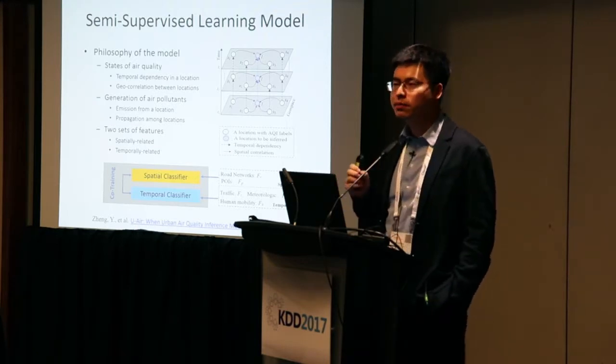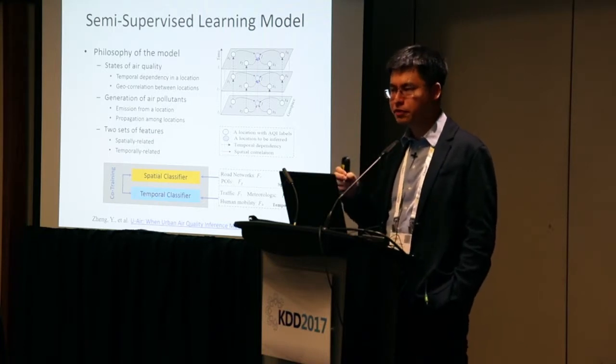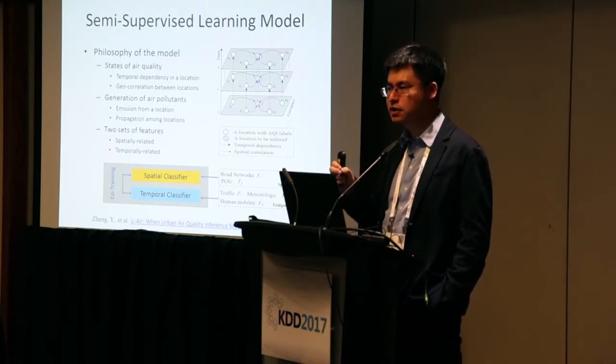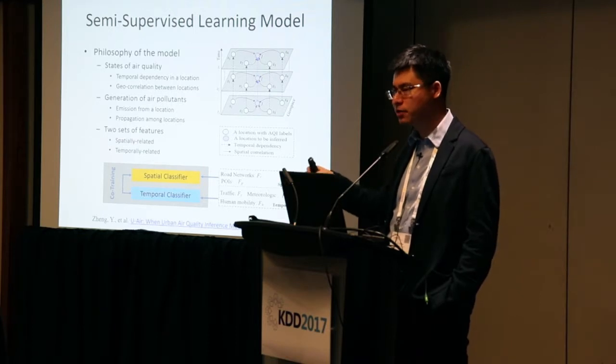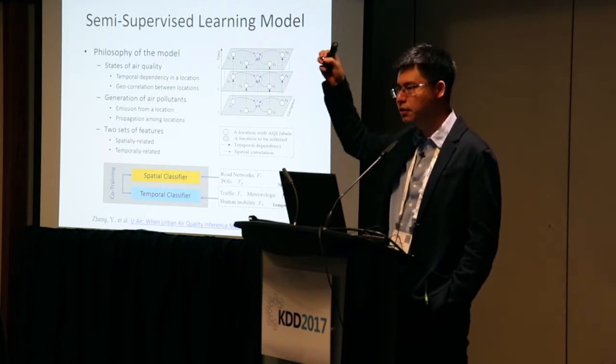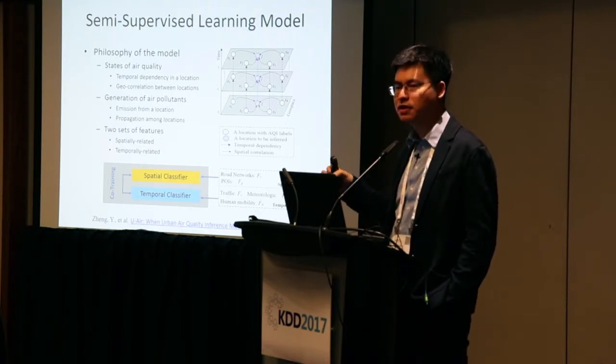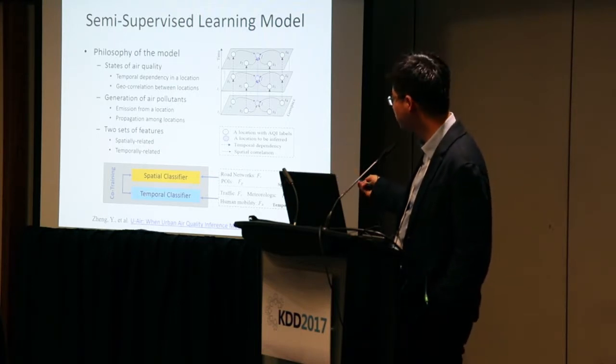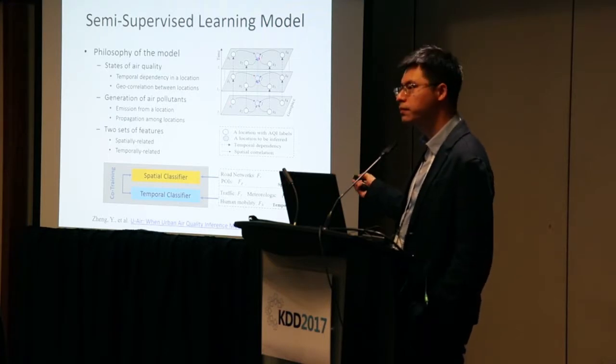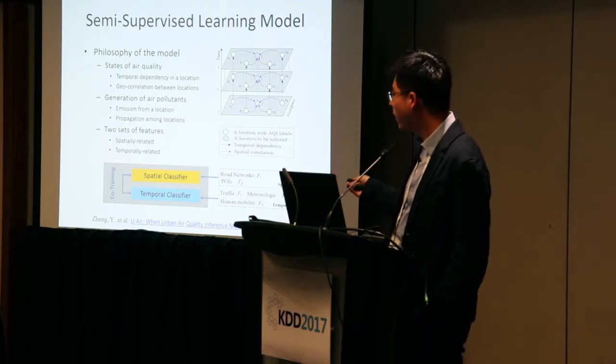So in order to predict the air quality of a location, we need to simultaneously consider the temporal dependency of air quality in one location and the spatial correlation of air quality among different locations. So that's the reason why we use co-training. They have 2 distinct views. One is a spatial view.